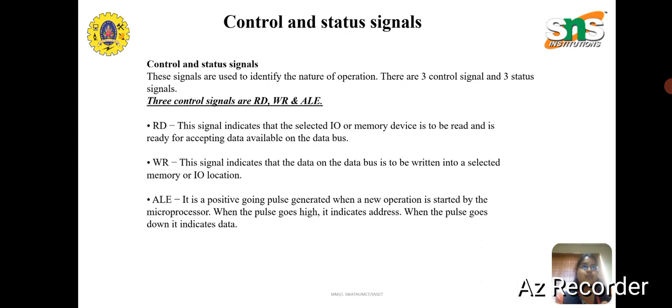RD stands for the read signal. This signal indicates that the selected input or output or memory device is used to read and it is ready for accepting data available on the data bus. WR stands for write. This signal indicates that data on the data bus is to be written into the selected memory or input output location.